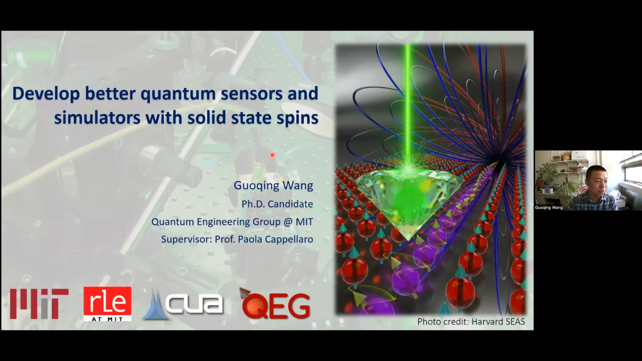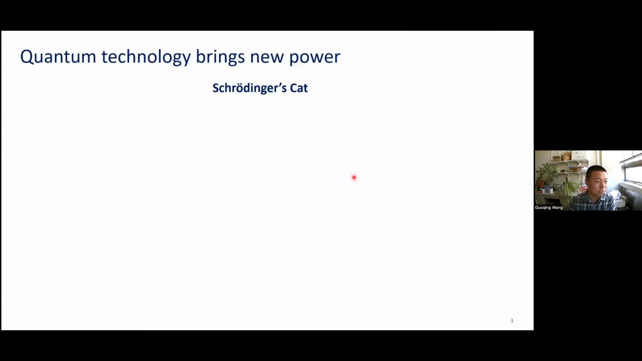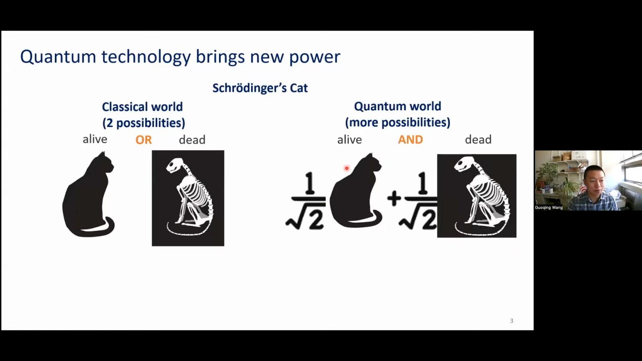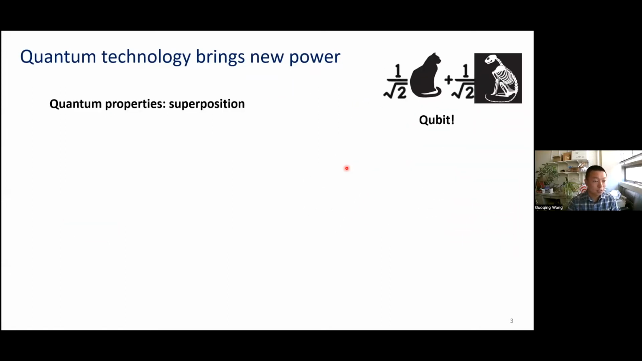So in recent years, quantum technology has brought us a lot of useful applications. And the basic principle of the quantum technology starts from the so-called Schrödinger's cat. In the classical world, the cat can be either alive or dead, while in the quantum world, the cat can be both alive and dead simultaneously. So the smallest unit that can preserve such a property is called a quantum bit or qubit. And the basic principle for such a property is called superposition principle.